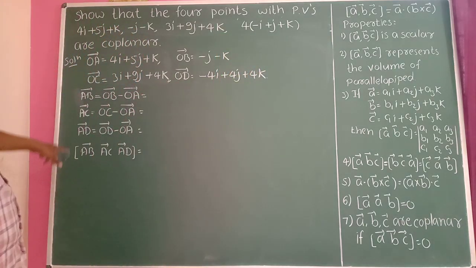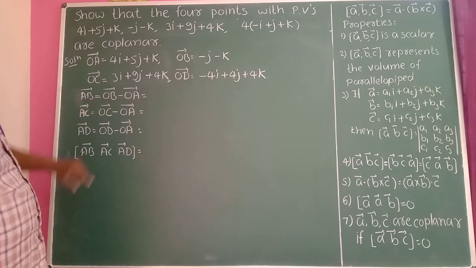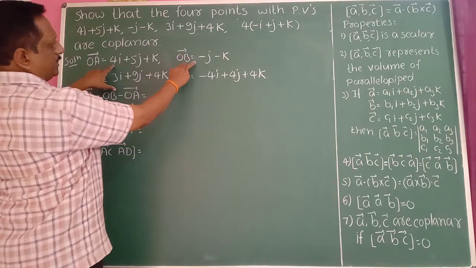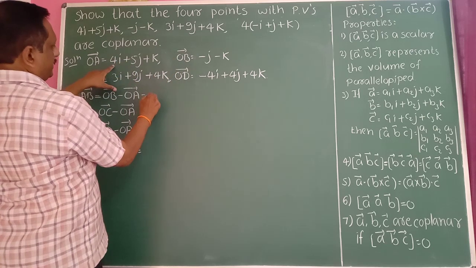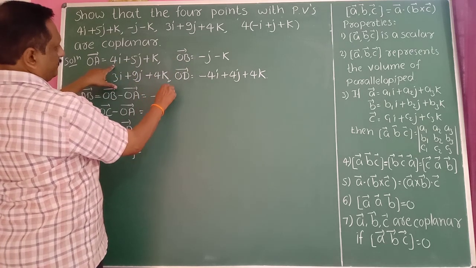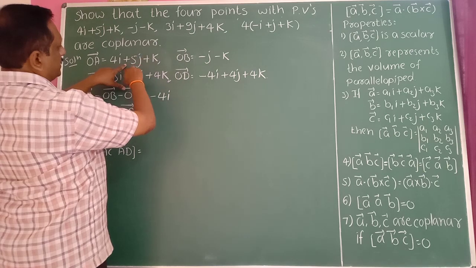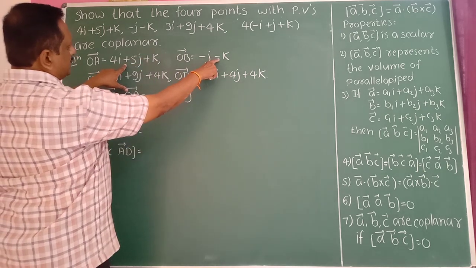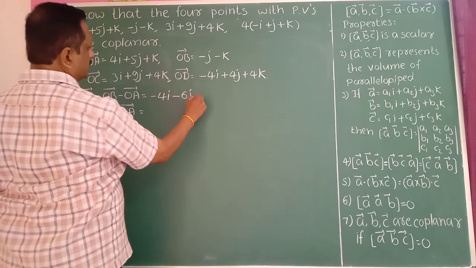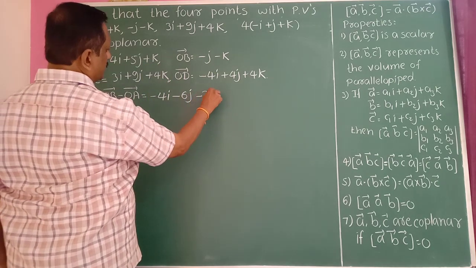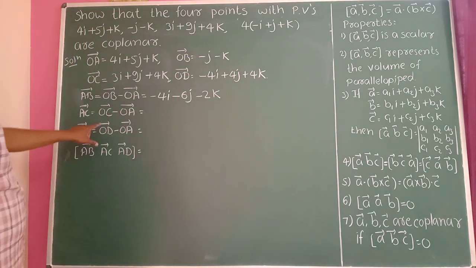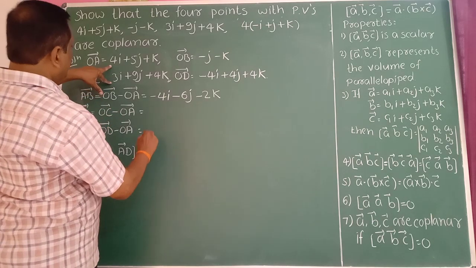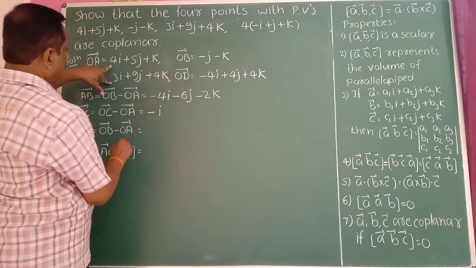Then AB is given by OB minus OA. So there is no i term here, so this gives minus 4i. Minus j minus 5j is minus 6j, and minus k minus k gives minus 2k. Then OC minus OA: 3i minus 4i is minus i.